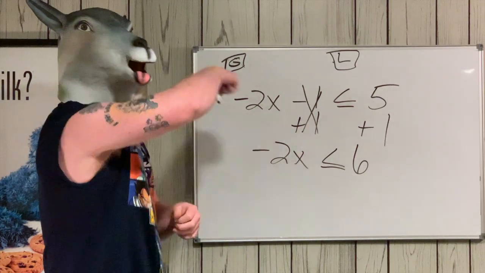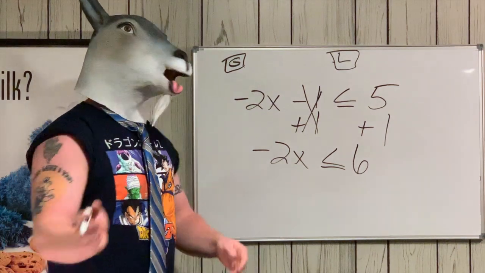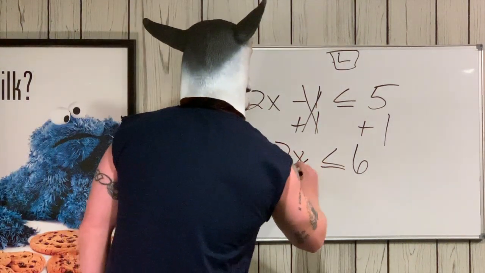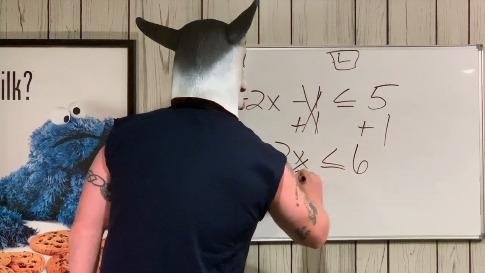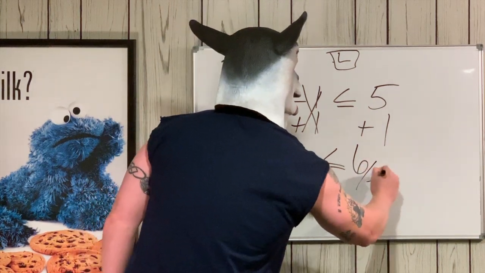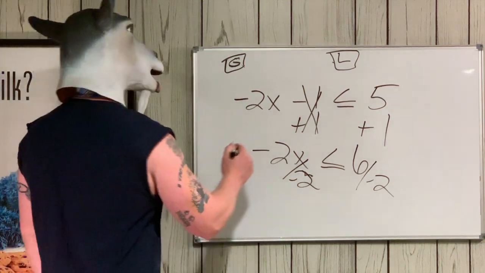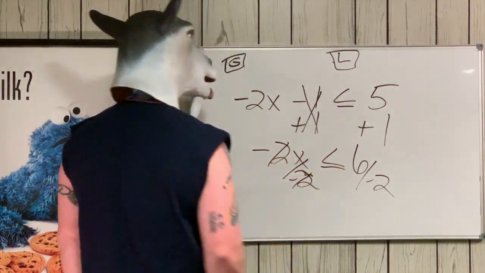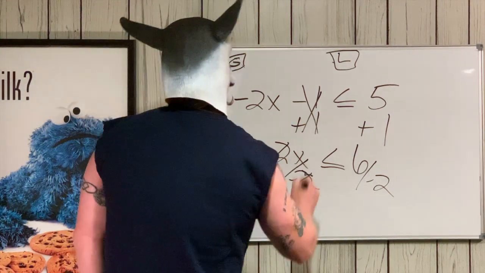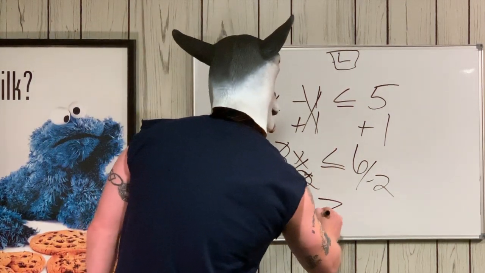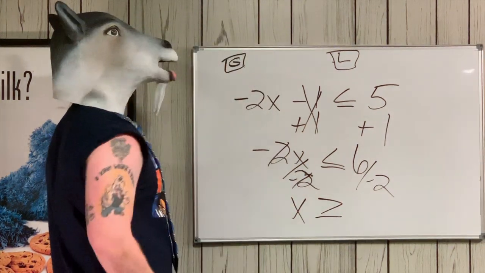We're just punching it on the side of the head. We're going to spin it around. That's all you got to do. So we're going to divide by negative 2, divide by negative 2. These negative 2's are going to cancel. So we got the x by itself over here. We're flipping the sign, so now it's greater than or equal to.